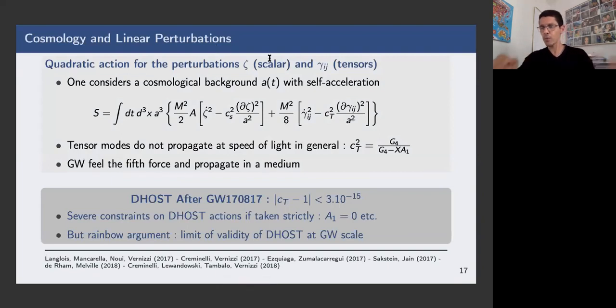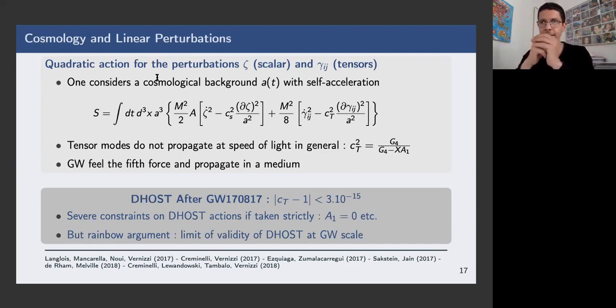So why did we construct those theories? The idea is to have models that give an alternative to explain the acceleration of the expansion of the universe. So we start with this DHOST theory, and then you can try to see whether you can have a phase where you have the acceleration of the expansion of the universe at late times.